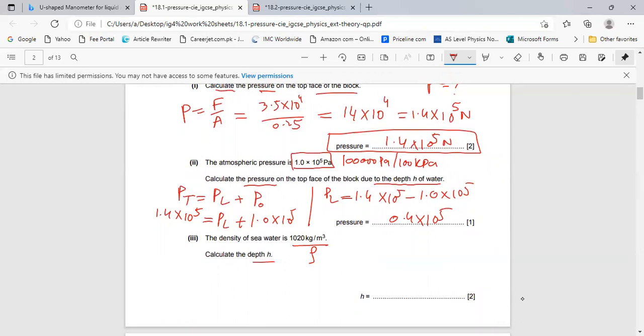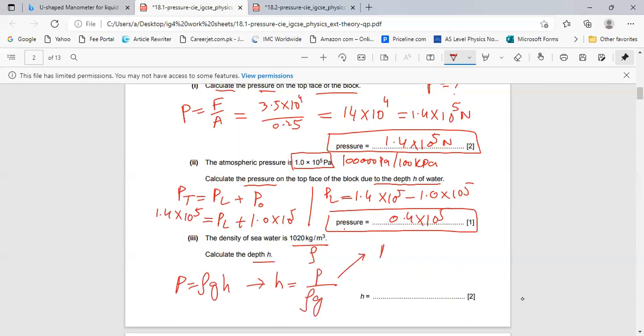Calculate the depth h. So now you know that this is the liquid pressure. The liquid pressure is rho gh, and from here, the depth is pressure over rho g. So the liquid pressure is what you have calculated, 0.4 into 10 to the power 5, and the density is 1020, and g is 10. So you can easily find the value over there. Okay, so you can calculate it.